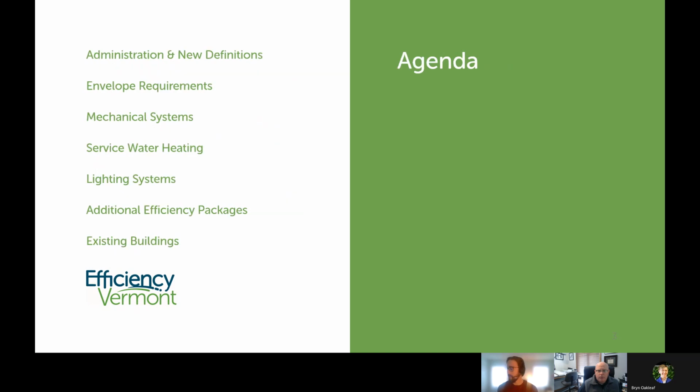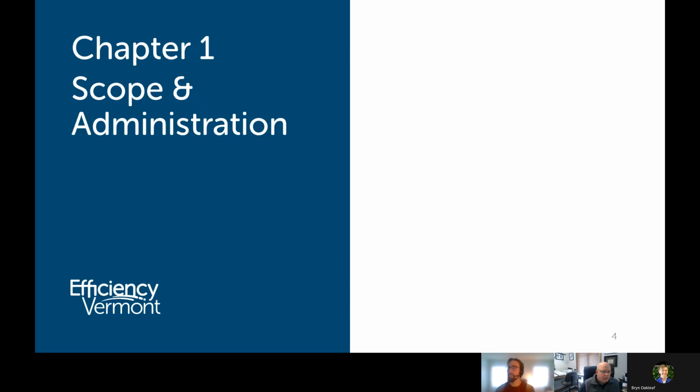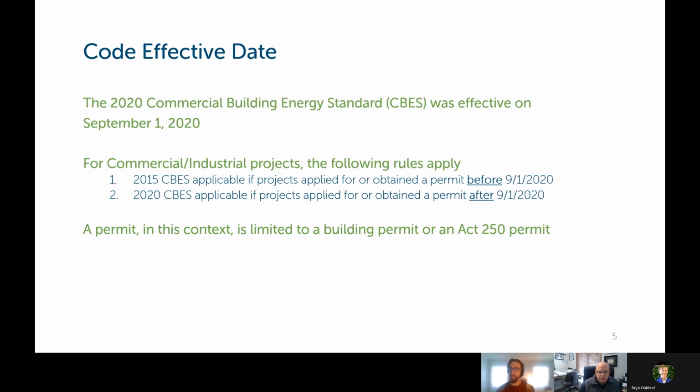So my agenda for today will be to go through the different sections of the 2020 Energy Code. I've got all the sections listed here, so I'm going to do a brief overview of all of these sections. There will be information that I have to leave out as this is only an hour-long presentation, but hopefully this is a good overview. So the first chapter of the code is Scope and Administration.